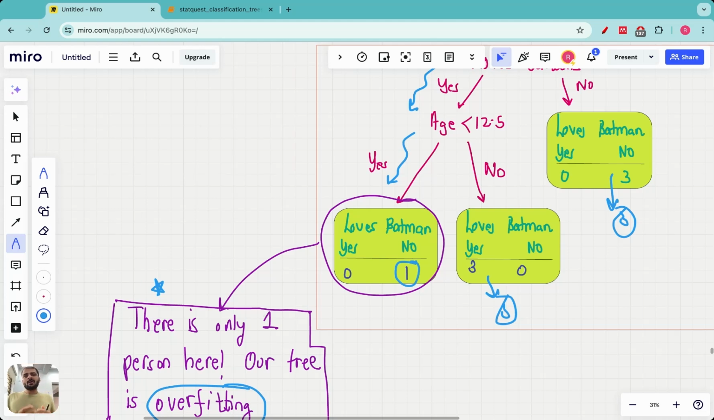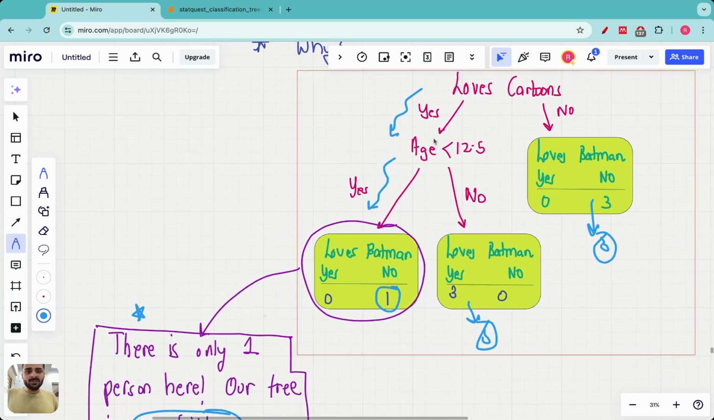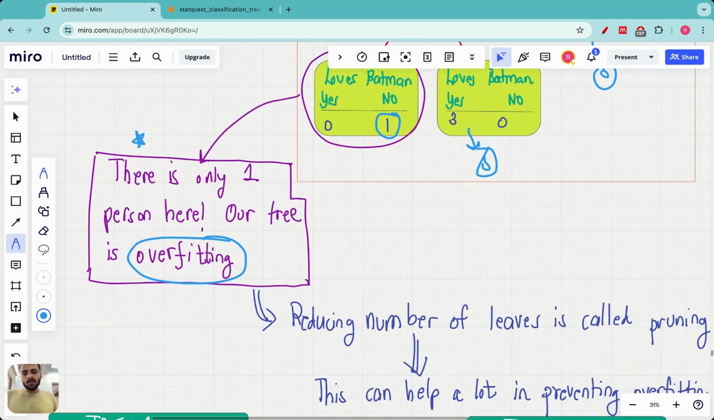So the problem is that we need to avoid this overfitting, right? Just because one person says that they love cartoon and their age is less than 12.5 and they don't love Batman, we cannot say that for all people who love cartoon and whose age is less than 12.5, these people will also not love Batman. That's not good generalization. So we need to avoid this. So we need to avoid overfitting.